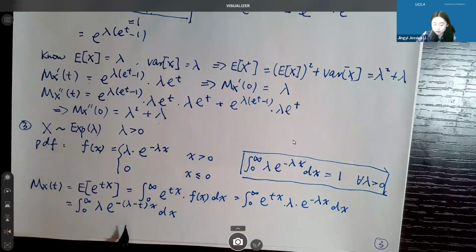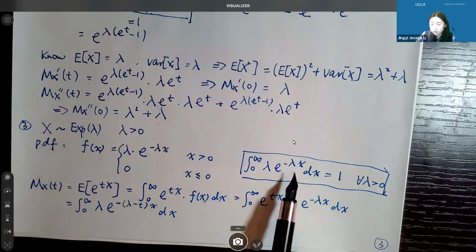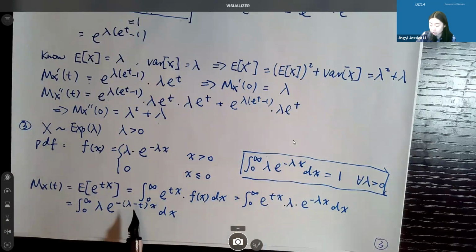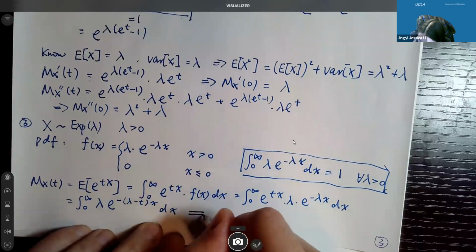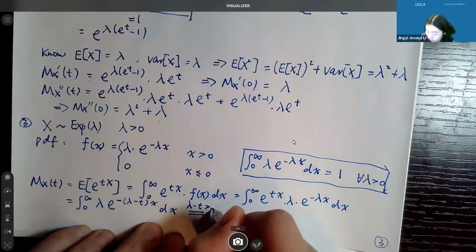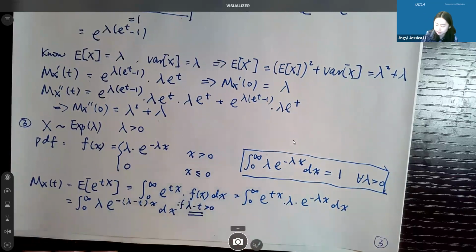So in order to simplify this term, how do I do it? Again, I want to create a term like this. In order to solve this integration, this lambda and this lambda must be the same, and this lambda must also be positive. So let's do it. Let me assume for simplicity for now that lambda minus t is positive. If this holds, that means t is less than lambda. And to me, that's okay because to evaluate the moment, I only need t around 0, and lambda is positive. So t less than lambda doesn't exclude the fact that t can be 0.